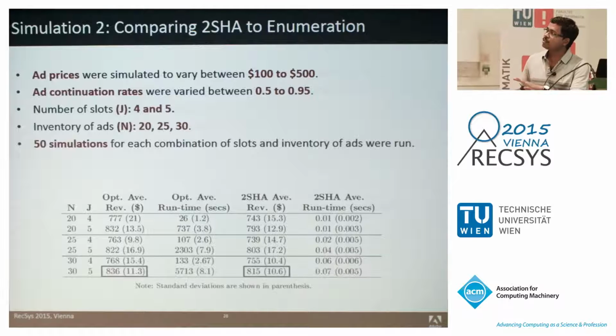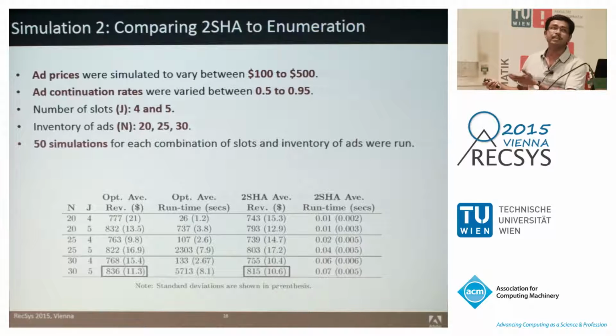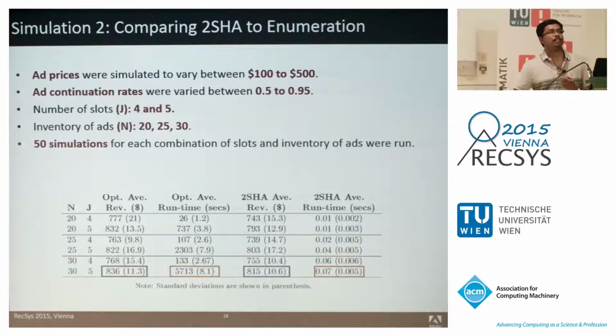So let's focus on just the last row. The last row is saying you have 30 ads and you have 5 slots. You can see that if you enumerate over all combinations, you get a revenue of 836. We do slightly worse, around 3% less, because ours is a suboptimal algorithm. But what we gain is in the runtime, because this is 1.5 hours and this is less than 1 second. Okay, so we tried to see how much we can scale it.